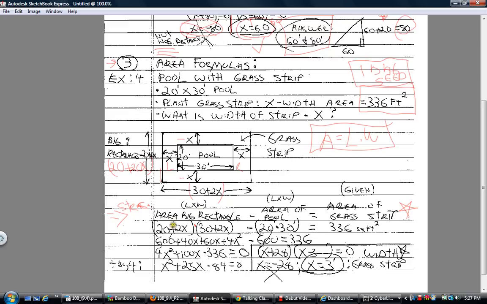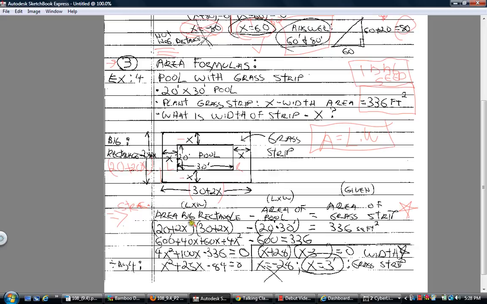So the area of the big rectangle, we already talked about that. You have two binomials, we're multiplying them, I'm not freaking out about it. Area of the pool was 20 by 30, so you're multiplying. The grass strip you were told was 336 feet squared, and I tell you that I believe that's like one big bag of grass seed. Okay, so what do we do now? Got your equation written out.